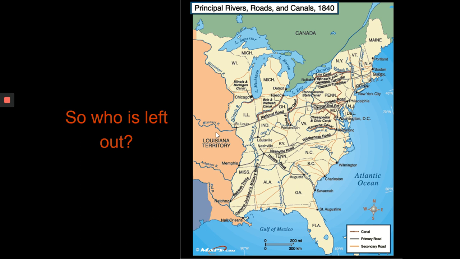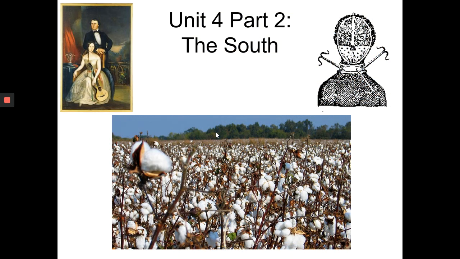In terms of development, the South is starting to look more like an undeveloped country. Speaking of which, let's talk about the South, where cotton shall be king.